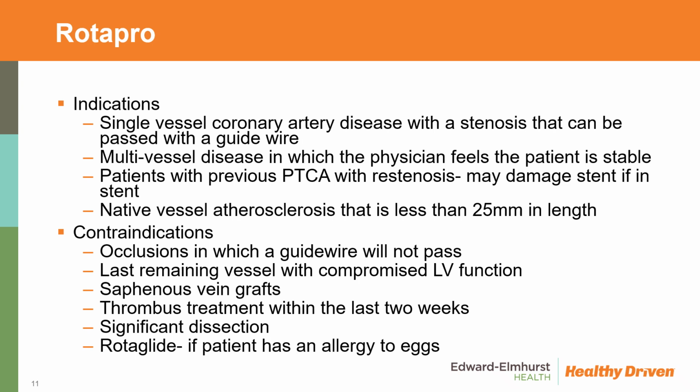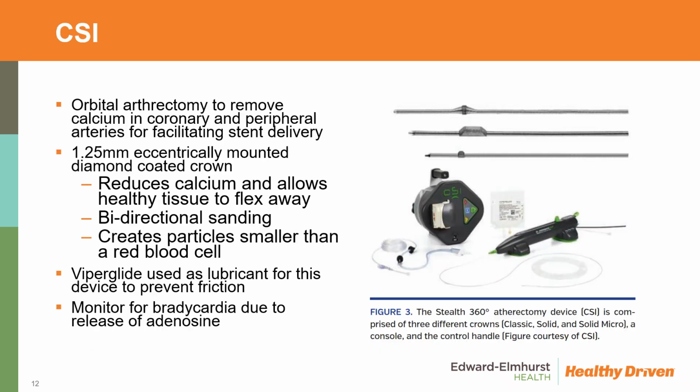Contraindications include occlusions in which a guide wire will not pass, the last remaining vessel with a compromised LV function, saphenous vein grafts, thrombus treatment within the last 2 weeks, significant dissection, and Rotoglide if the patient has an allergy to eggs, because there is an egg substance in the Rotoglide itself.